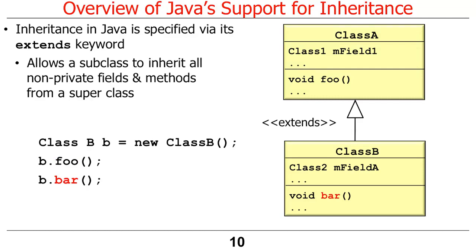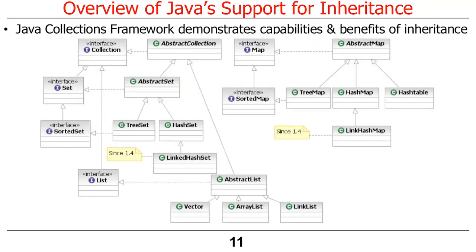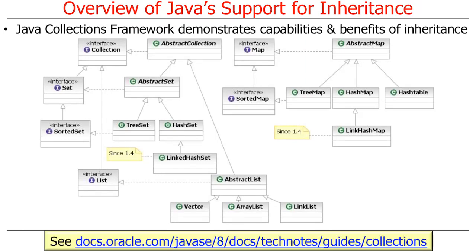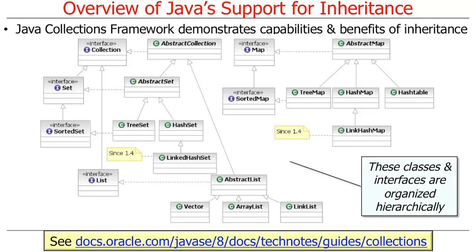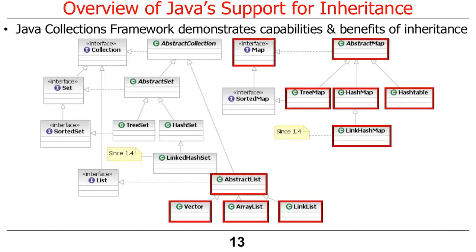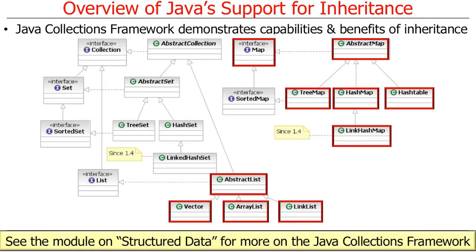This lesson uses the Java Collections framework as a case study to demonstrate the capabilities and benefits of inheritance, which enables the reuse of existing Java software components. This framework defines a hierarchically organized set of classes and interfaces that implement commonly reusable collection data structures, such as lists and maps, which are covered later in this MOOC.